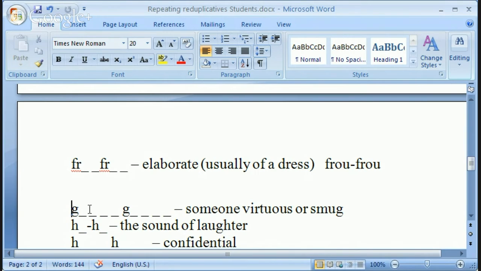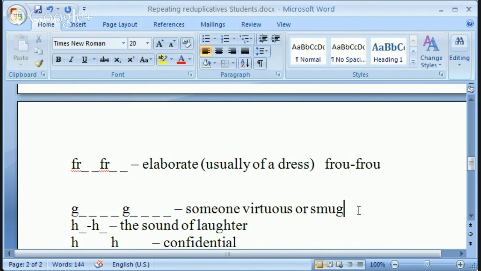Okay. Ooh, the next one. Someone virtuous or smug. Max, the teacher's pet. Someone who always runs to the teacher and says what bad things the other kids are doing.